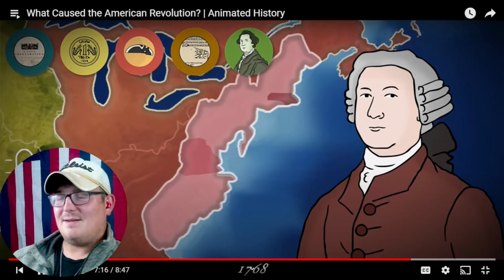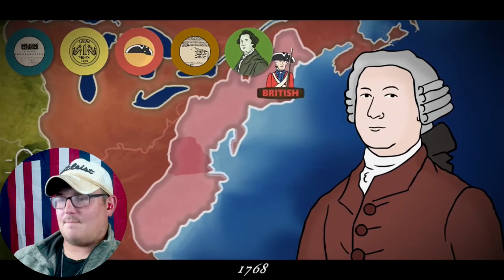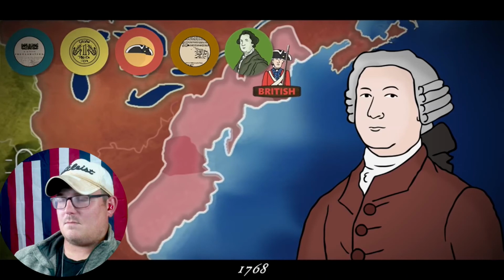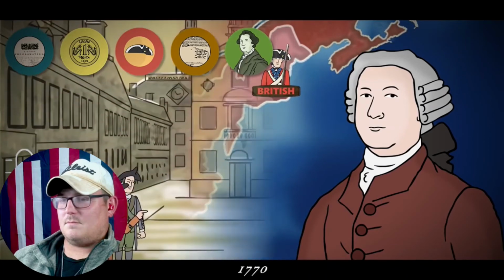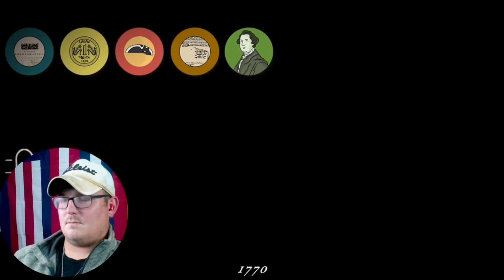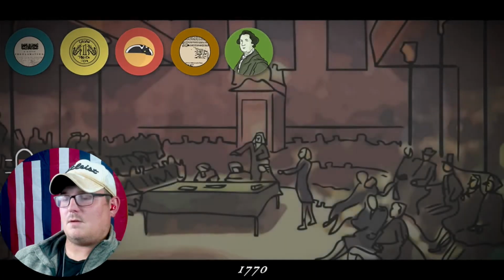Just a short while after the letter was published, Boston was officially occupied. 4,000 British soldiers were sent to a city that had a population of 16,000. In 1770, tensions reached their highest when a group of redcoats mistakenly killed 5 people. It would be dubbed the Boston Massacre as part of a propaganda campaign to intensify resentment against the British.